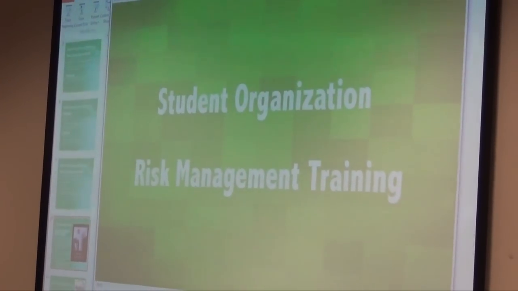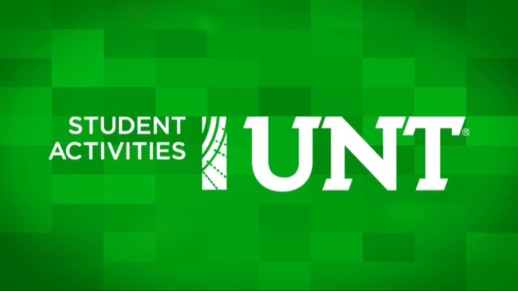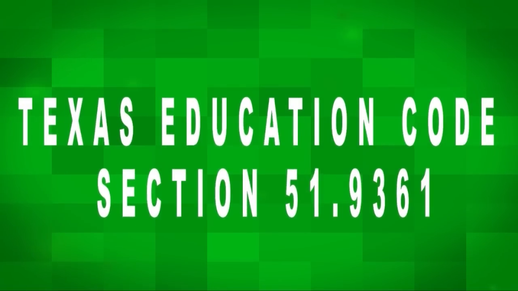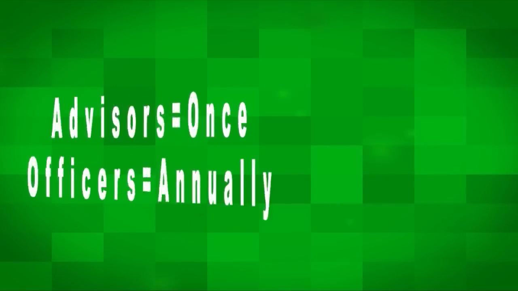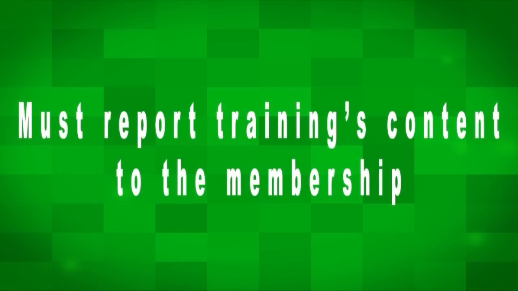The Student Organization Risk Management. Welcome to Student Organization Risk Management Training, brought to you by the UNT Student Activities Center. In 2007, the 80th Texas legislature added Section 51.9361 to the Education Code regarding risk management training of officers and advisors of student organizations. It requires the university cover 8 different topics related to risk management. It requires advisors to attend risk management training once and specified officers to attend annually. And it requires these officers and advisors to report on the training's content at a meeting of the full membership of the organization or club.